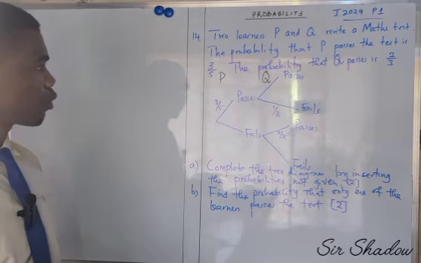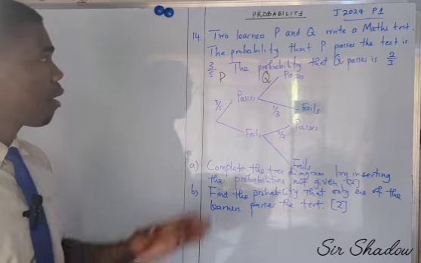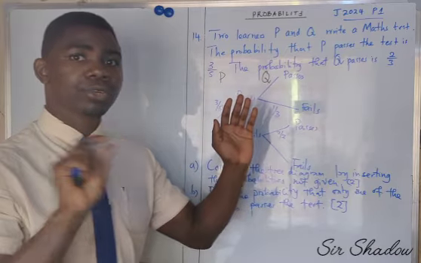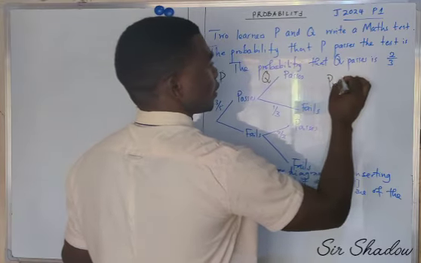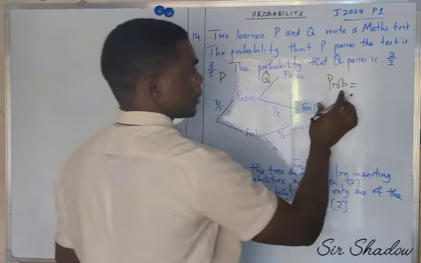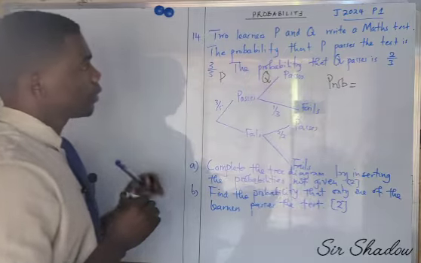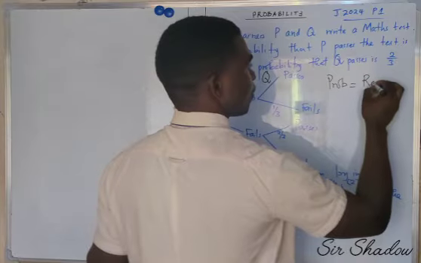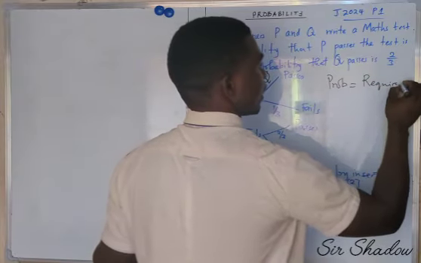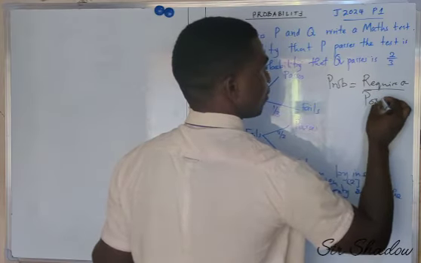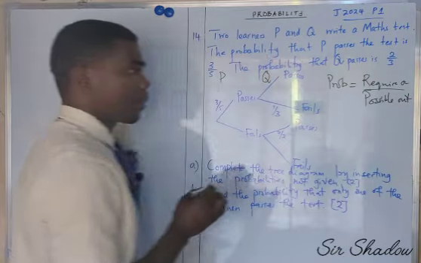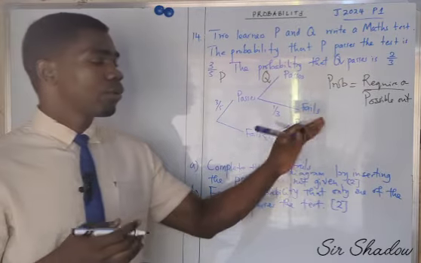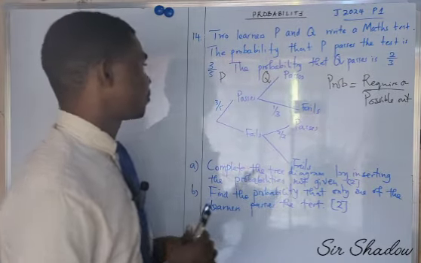For us to complete this, as I said before, probability is the likelihood that an event might occur or not occur. Meaning to say, probability is equal to required outcome over possible outcome.